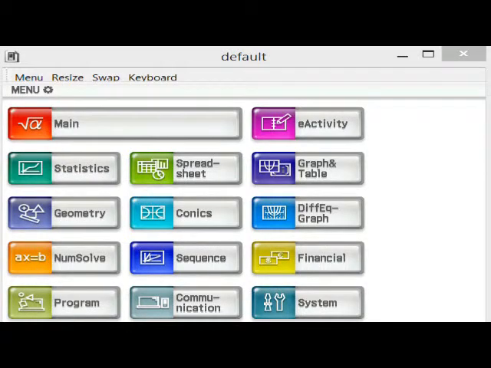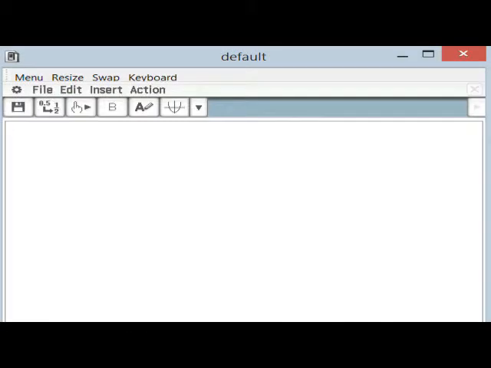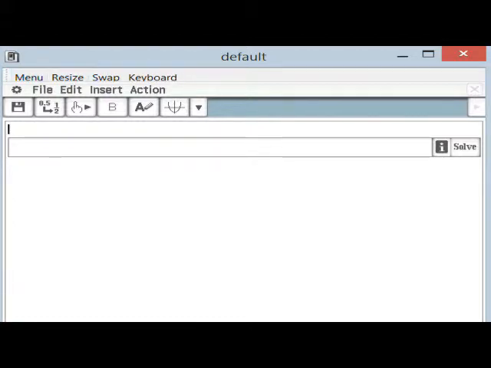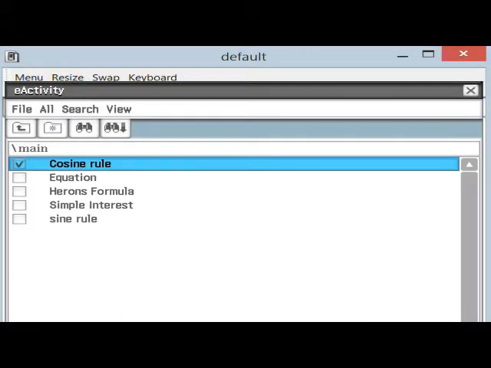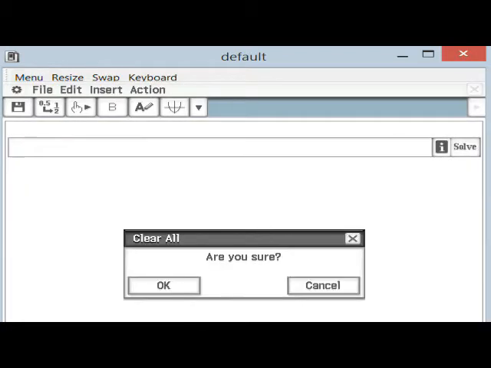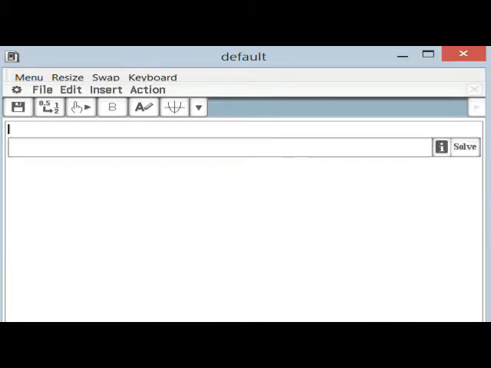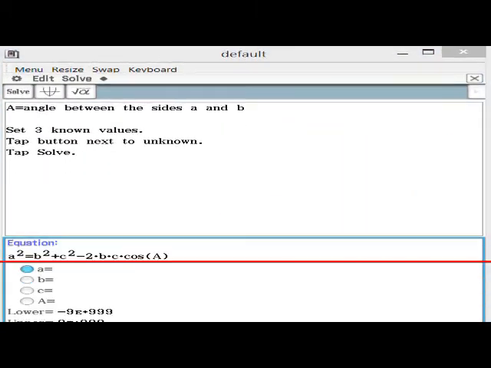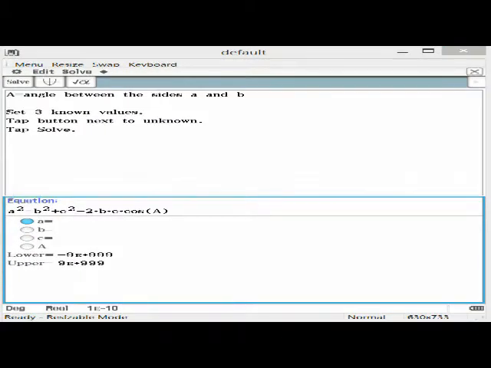On the ClassPad, there's also the e-activity function that we can use. So I'll just tap into that for a second. I'm just going to open it. So file, open. Here we go, cosine rule. Now when you put it into cosine rule, it's really similar to the sine rule function, where you have to press the I button. So when you press the I button, this will look like it only solves for one of them, as in one side. But what you can do is just rearrange the letters so that you can find the side that you need.